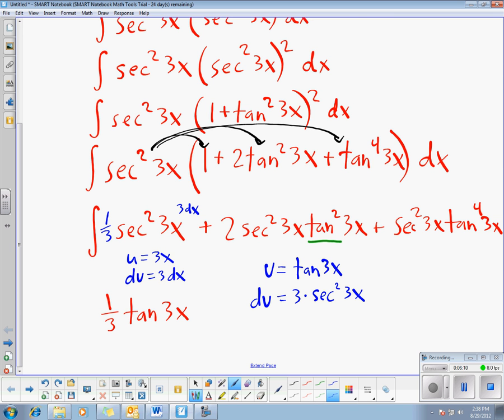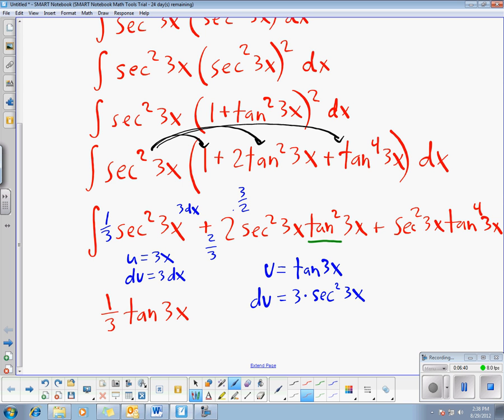So if I'm going to treat this like a u squared du problem, I need there to be a 3 secant squared 3x. And I almost have a 3 secant squared 3x. I have a 2, so I'm off, I have a 2 secant squared 3x. So I need that 2 to be a 3. If you need to change a 2 into a 3 through multiplication, then multiply that 2 by 3/2, and then 2/3 on the outside to make up for it.